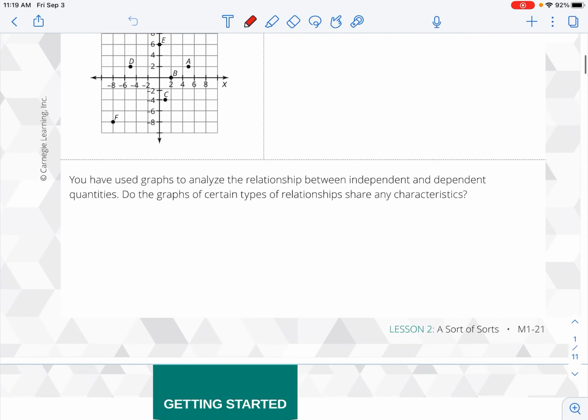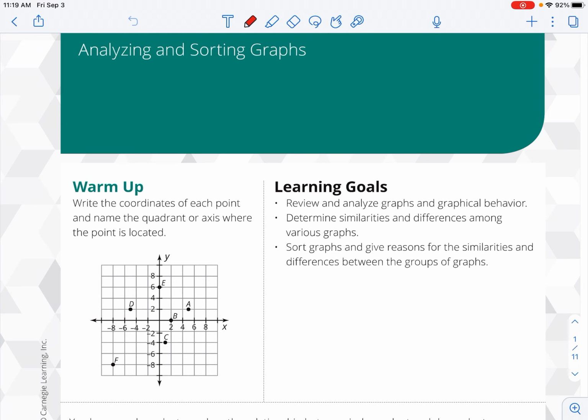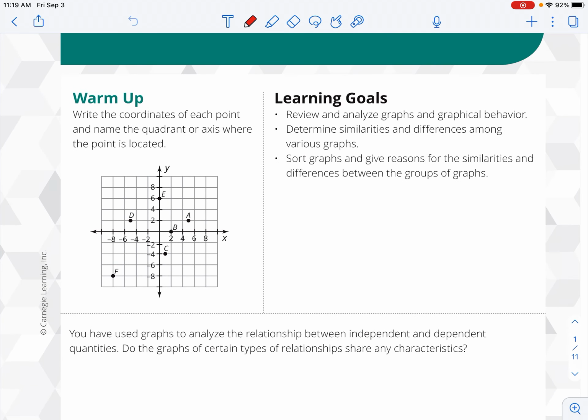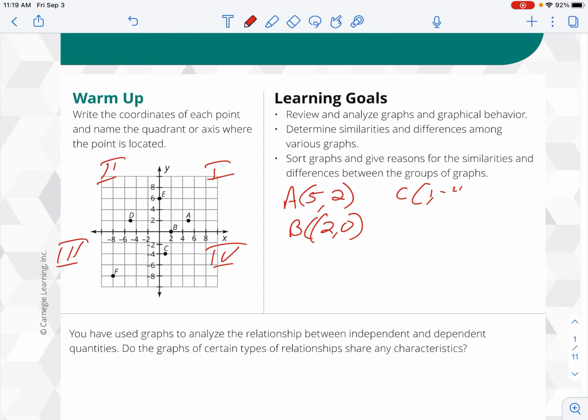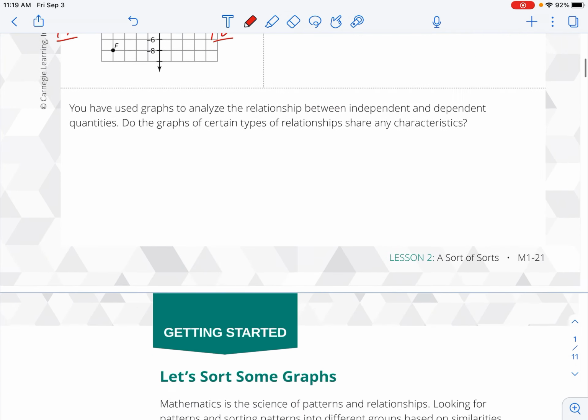Okay, lesson 2, which starts on page M1-21. The warm-up, real quick, let's just talk about, remember, quadrant 1, 2, 3, and 4, and identifying those points. A is at (5, 2), B is at (2, 0), C is at (1, -4), D at (-5, 2), E is at (0, 6), and F is at (-8, -8).